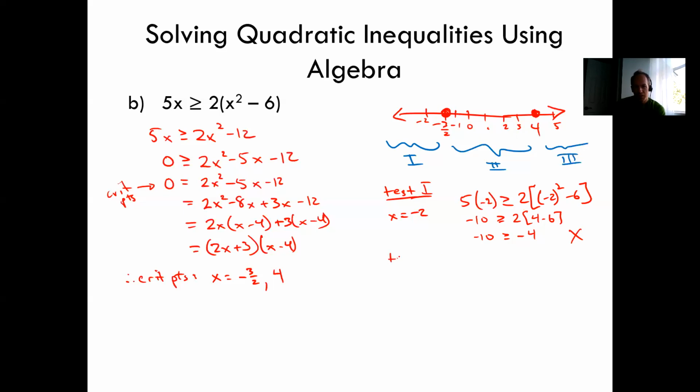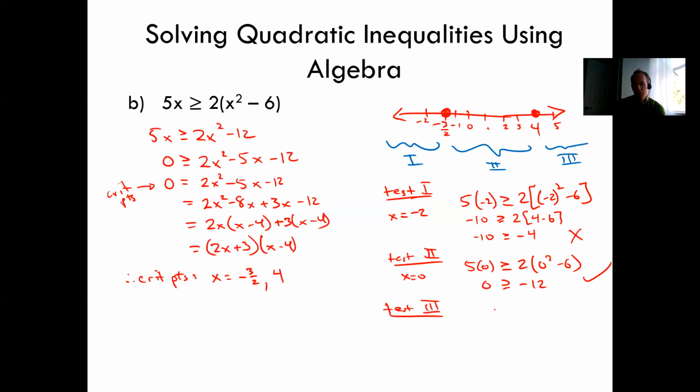So let's test interval 2. Let's pick some point in interval 2. Again, I'm going to go with x equals 0 because that's real easy. It makes the math super easy. Is this true? This is 0, and this is 2 times negative 6. Is 0 greater than or equal to that? Yep. Yes, that's a winner.